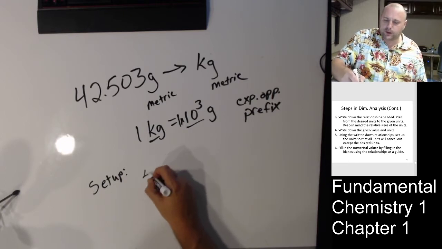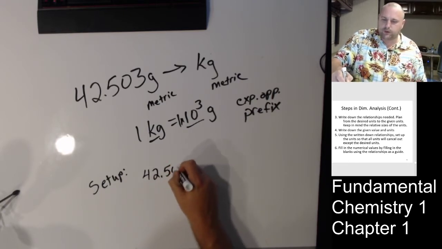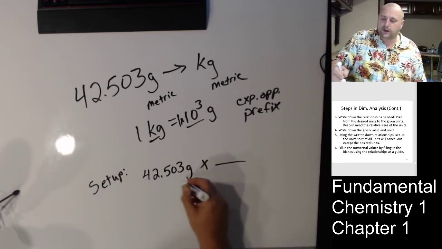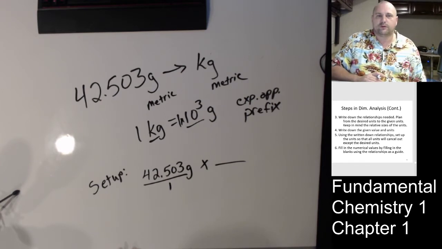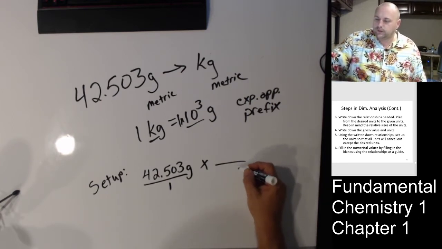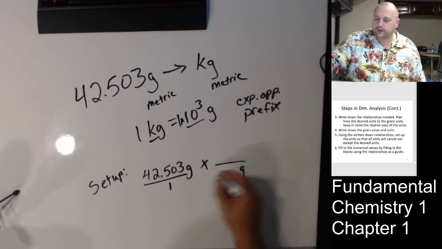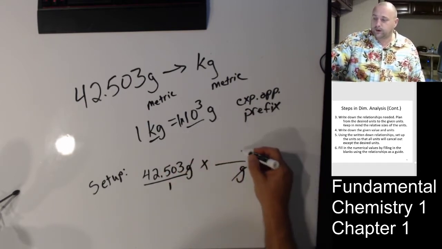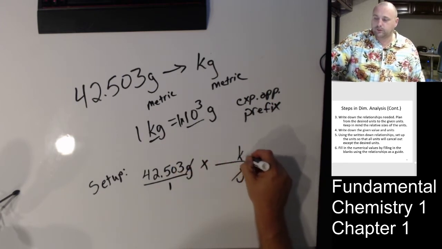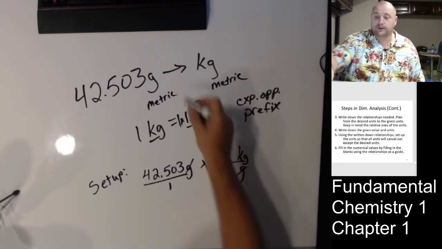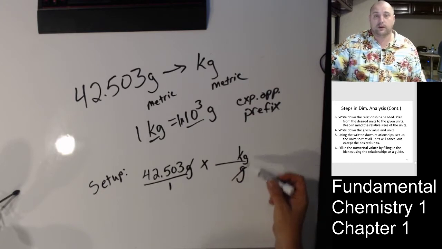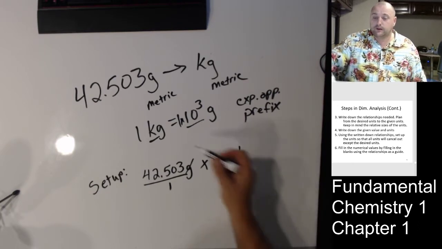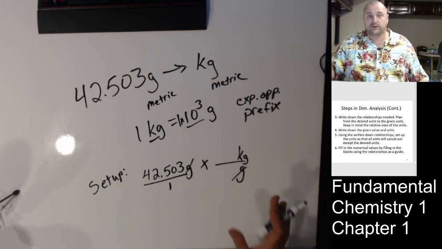I'm going to start with what I was given, 42.503 grams. And I'm going to multiply this. And what helps a lot of people is if you remember that this is over 1. And so I want grams on the bottom so that they'll cancel out. And so I'm going to use this relationship. Grams on the bottom, that means kilograms will be on the top, which is good. That means I'll have kilograms left on the top. Always keep in mind what they're asking for. So grams go away, I'll get kilograms. Now the rest of this, that's the hard part. Once I've done that, that's the hard part.